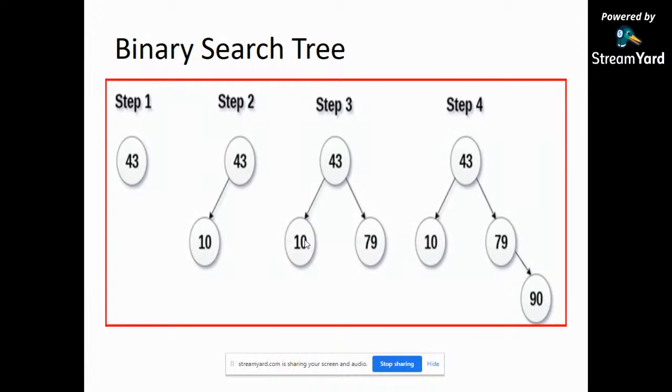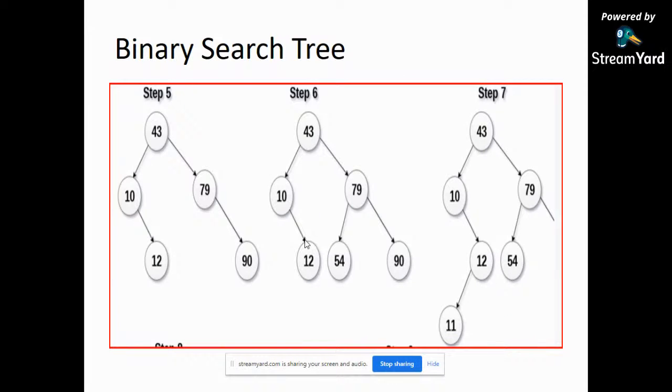So in step 1, 43 is the root node. The next element is 10, so we have inserted 10 in the left of 43. Then the next element is 79, so we have inserted 79 in the right of 43. Next is 90. 90 is greater than 43, so we'll go to the right. 90 is greater than 79, so again we'll insert it in the right.